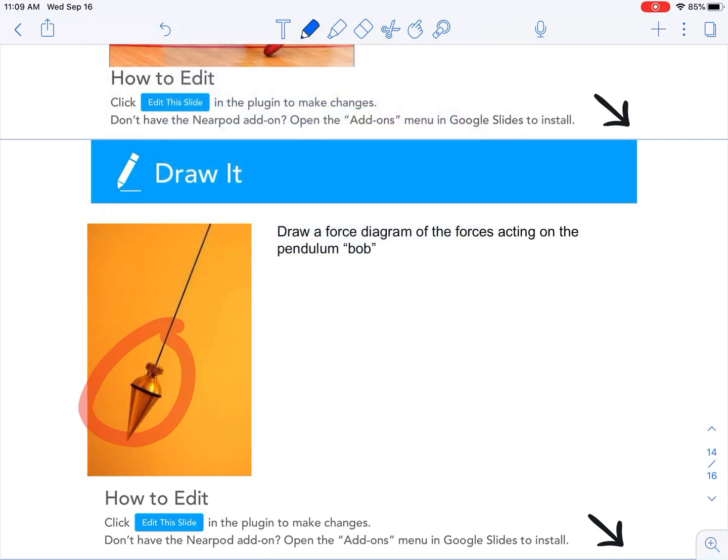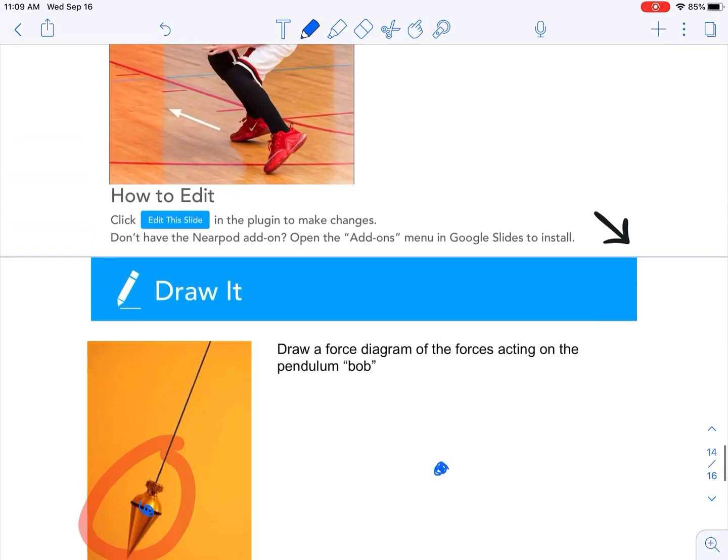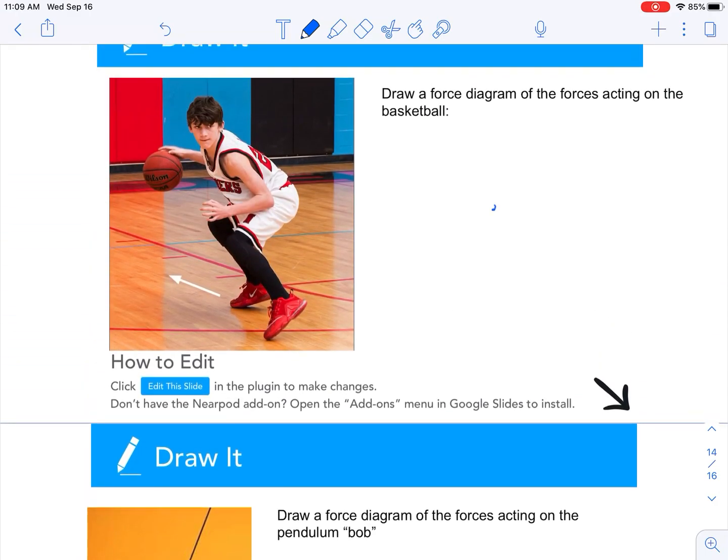One way that you could start is by just putting a dot and then drawing the forces from there. That dot, again, represents the object. And similarly here, that dot that you put in represents the basketball. Then from there you can draw the forces, whichever way they go, either up or down or whichever way.